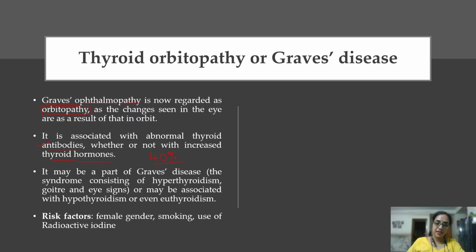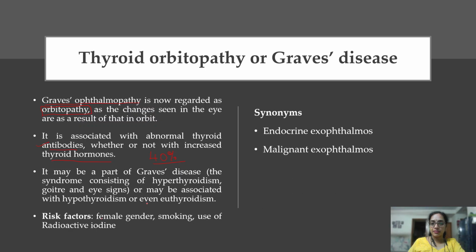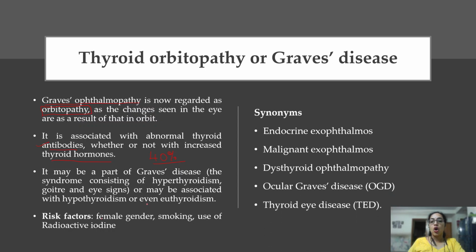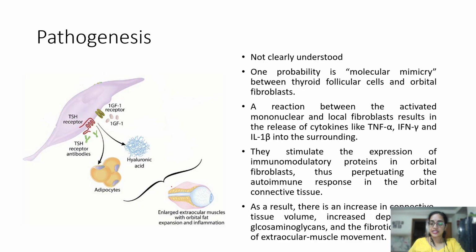So what are the risk factors here? Female gender, smoking, use of radioactive iodine. These are the environmental and genetic factors that can predispose to thyroid orbitopathy. We have known thyroid orbitopathy by many names like endocrine exophthalmos, malignant exophthalmos, dysthyroid ophthalmopathy, ocular Graves' disease, thyroid eye disease. All mean the same. So it is an autoimmune process.